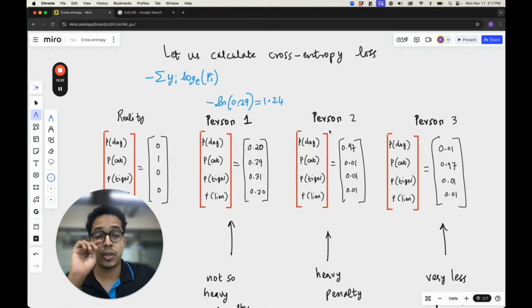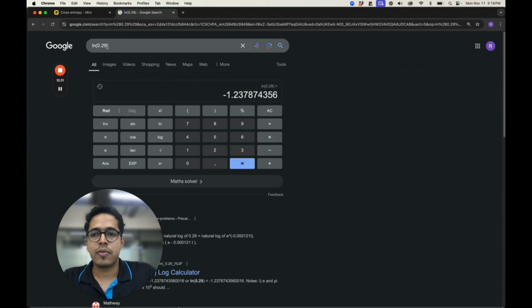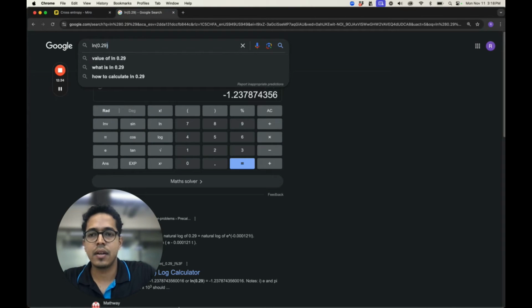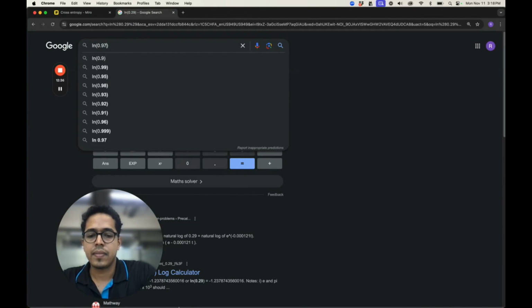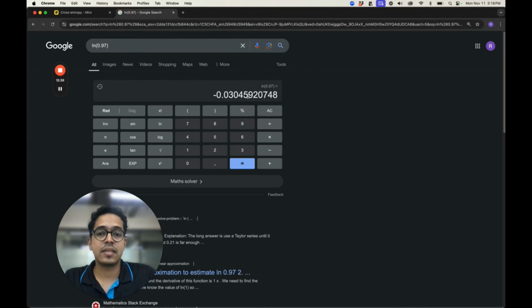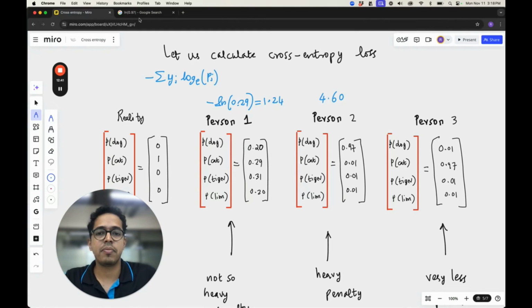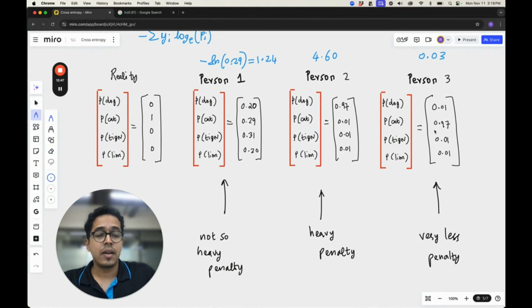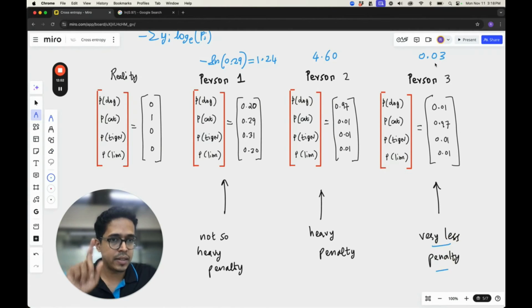How much is it for person 2? That we already calculated. It's 4.60, right? And for person 3, it will be the logarithm of 0.97. This should be a very small number, minus 0.03. And we take minus of minus, so it will become 0.03. So we basically achieved what we wanted to achieve. Person 3 should be given a very small penalty. It is true. The penalty for person 3 is 0.03.